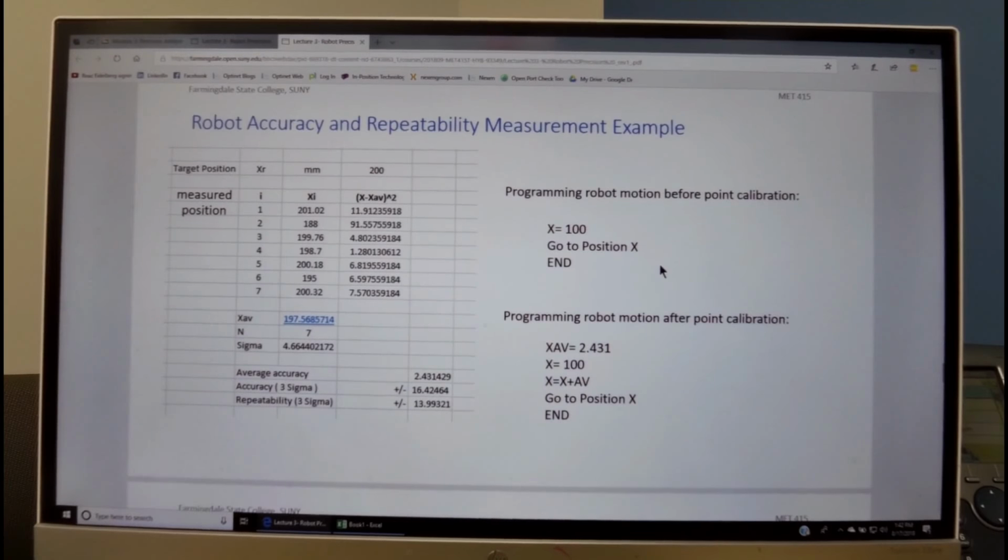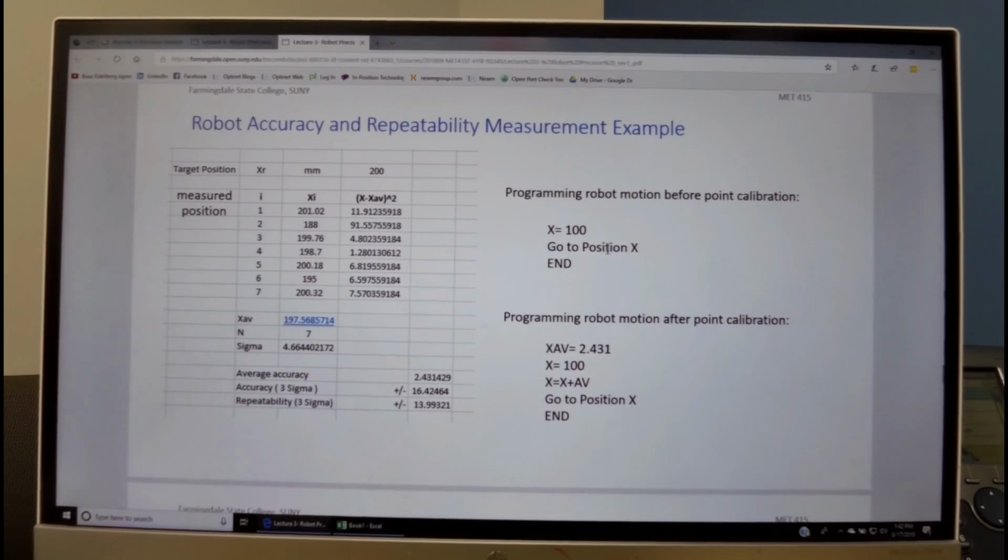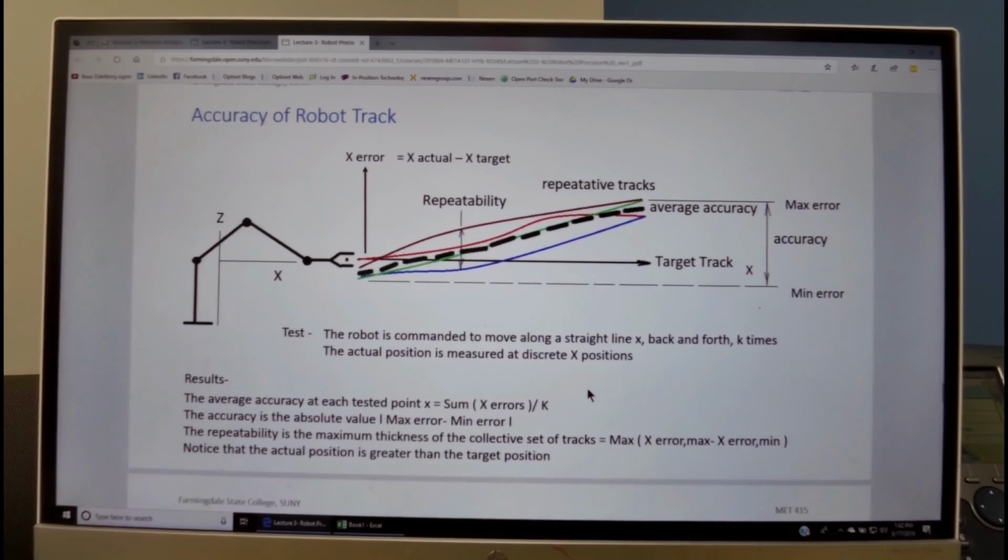So if you want to calibrate the average accuracy out, you use a simple program that sends the robot to position 100 several times. Once we know the average accuracy, we can send the robot instead to 100 plus the average accuracy, and then we will eliminate very closely the average accuracy.